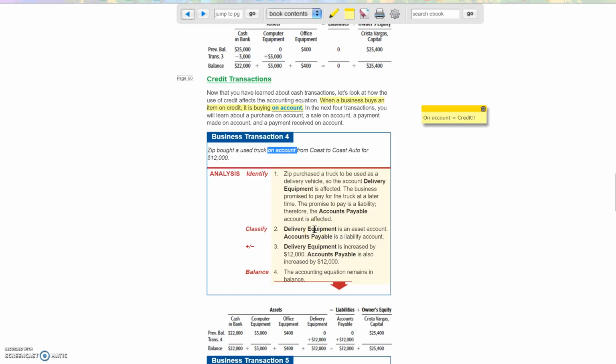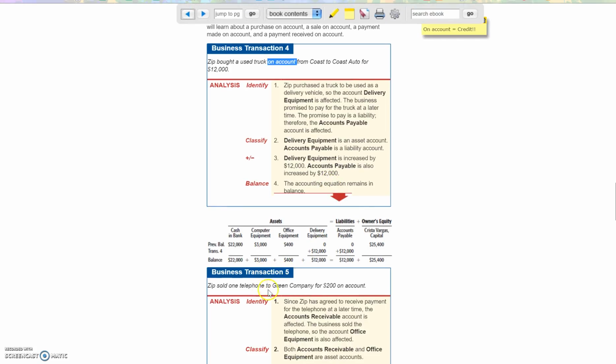Delivery equipment is an asset. Accounts payable is a liability. They are both going up. So we're going to have $12,000 more of an asset, and now we're going to have $12,000 more of a bill to pay eventually. And they have claims to that delivery truck. Looking at our equation, we have $12,000 increase over here, but then we also have a $12,000 increase over here. And I'm not going to be able to do that math in my head this quick, but we know that both sides went up by $12,000. So we're good.